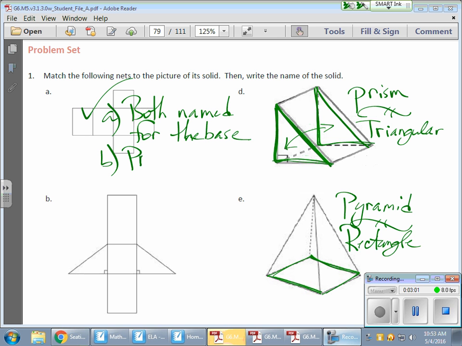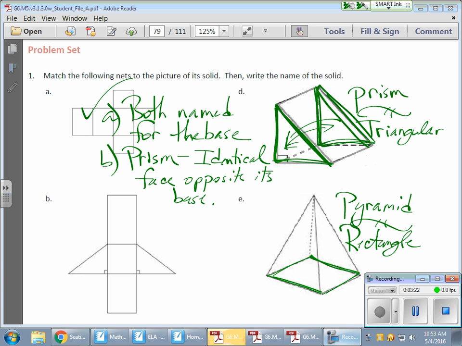The prism has an identical face opposite its base. So here's the face that's opposite the base, this guy being the base, and they're identical. Therefore, it's a prism. I kind of like to think of it as the base holds its shape all the way through the prism. And you'll also notice that the other faces that connect, those two faces, are rectangles, okay?